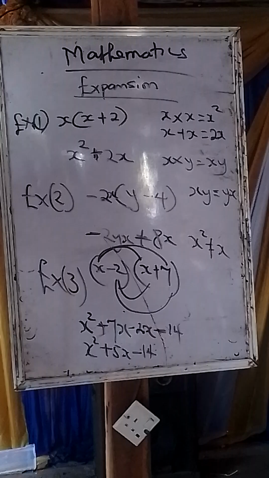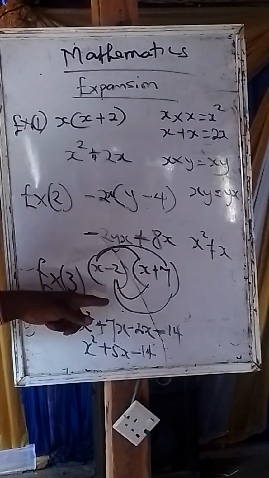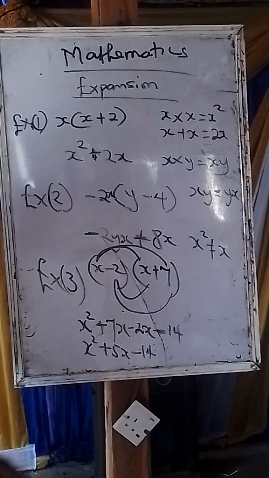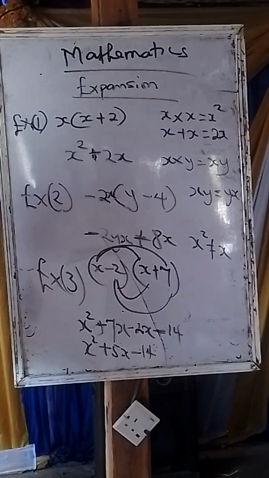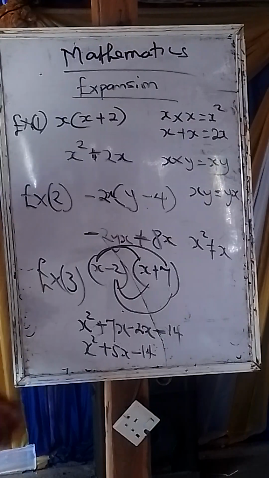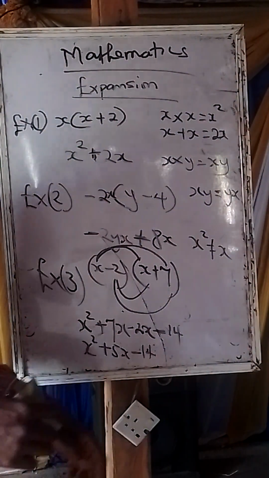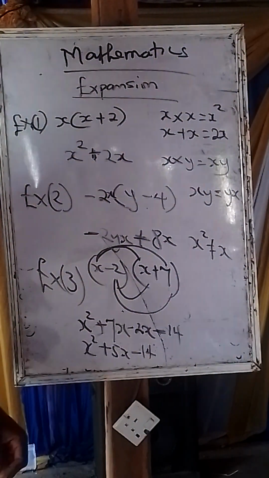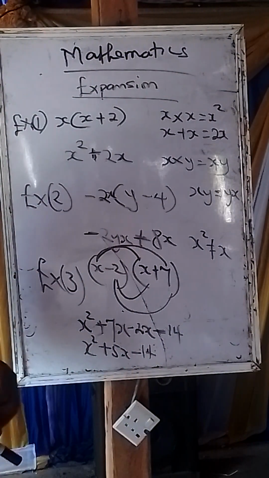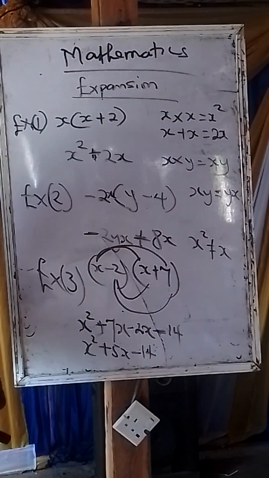This is what the expansion of these two terms will bring us to. x squared plus 5x minus 14. This is exactly what it will bring us to. But if we want to put that equal to 0 thereafter, we will now change it to what? Quadratic equation. Ask a question. x squared plus 5x. Yes.